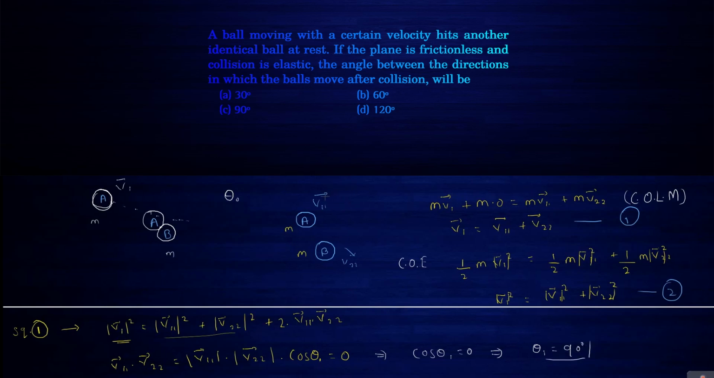So after the impact, they'll be moving at an angle of 90 degrees with respect to each other. So if they are moving in this direction, the angle between them is going to be 90 degrees.